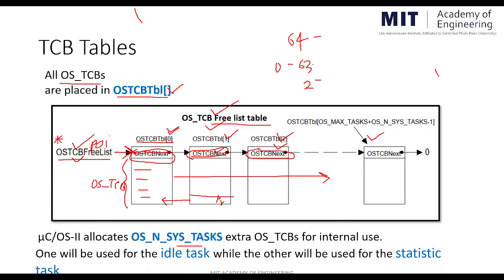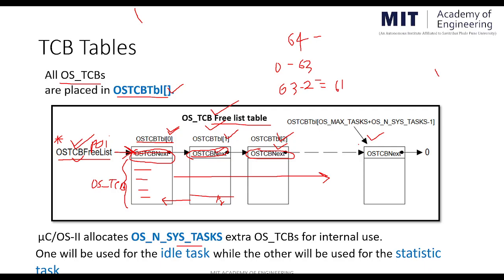Then 63 minus 2, there will be about 60 to 61 tasks that can be created for our application. So here from 0 to 64, all the TCB tables are in the free list now, unless and until we are creating any task or any application. So this is about this pointer. This pointer denotes the list of free TCB tables.